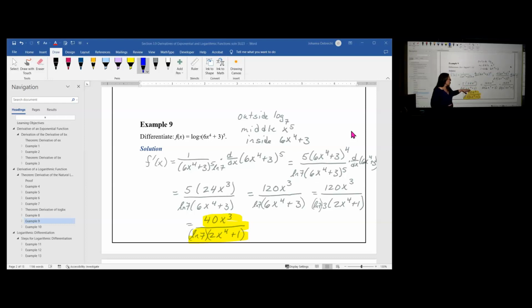Finally, I go ahead and multiply out the numerator, and then I notice that I've got a 6 plus 3 in the factor in the denominator, which means I have a common factor of 3. I factor it out to get 2x to the 4th plus 1, also times the natural log of 7, and the 3 I factored out. The 3 will reduce with the 120x cubed in the numerator, to give me a final answer of 40x cubed divided by the product of the natural log of 7 and the quantity 2x to the 4th plus 1.